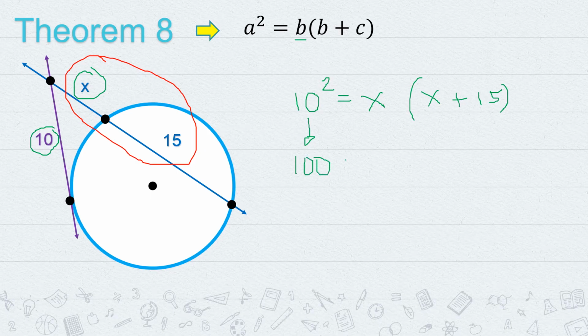Then equals, for the other side, on the right side, since we do have 2 x's, we don't have any choice but to do the distributive property here. So we do have x times x giving us x squared, plus x times 15, so that gives us 15x.